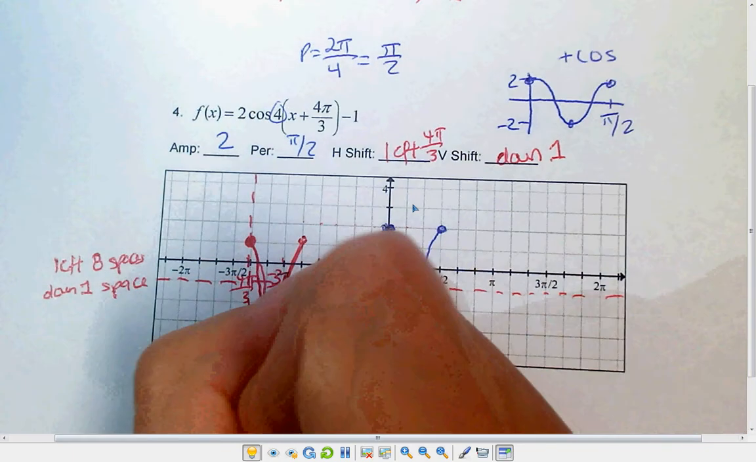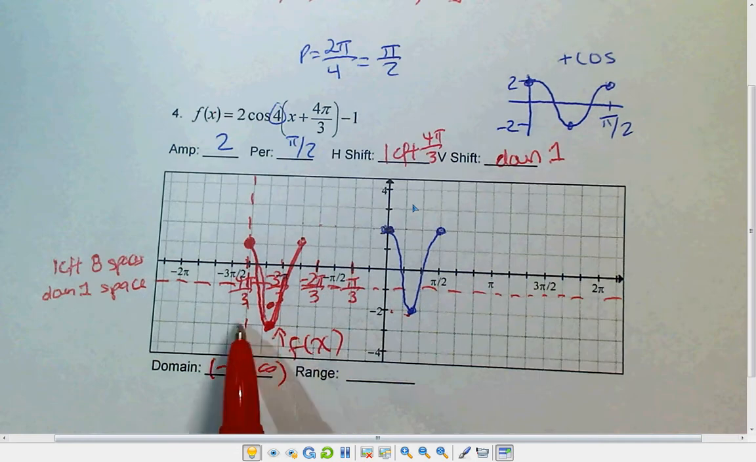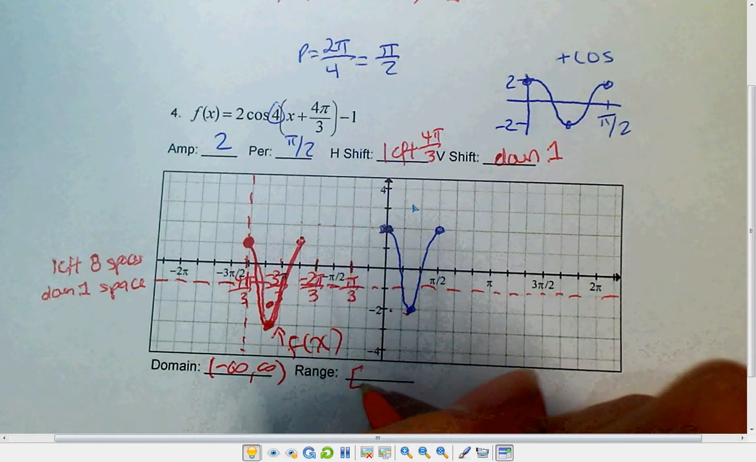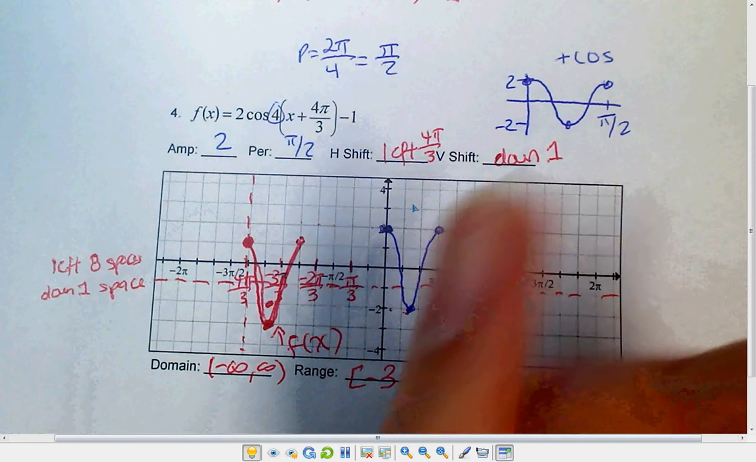Okay, so my domain is -infinity to infinity. My range is from, my bottom point is at -3. Top point is at 1.